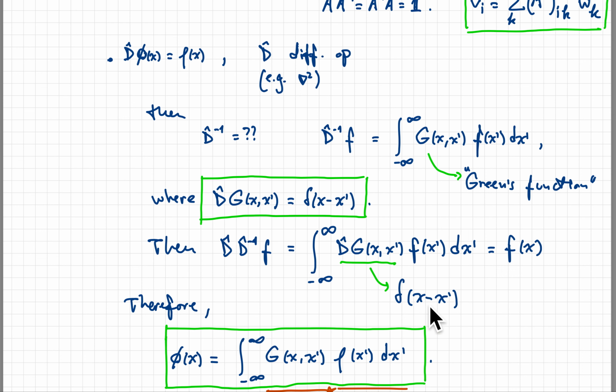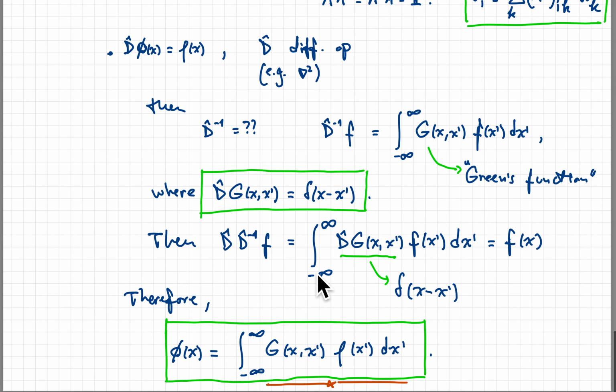And by the property of the delta, and this is the application, we get that the integral from minus infinity to infinity, delta of x minus x prime, f of x prime is just f of x, which is exactly what it should be, because D inverse f has to be just f. So this is exactly working as it should, provided the D applied to g is the delta. And once you have this property that's guaranteed, then you're ready to solve your problem.